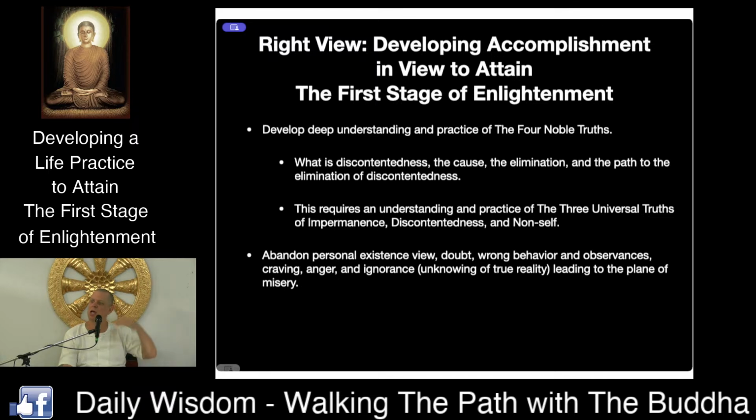What this means is that by the time you get to the first stage of enlightenment, you will never be reborn into hell, the animal realm, or the afflicted spirit realm. So by the time you develop accomplishment in view, you haven't fully extinguished your craving, anger, and ignorance yet, but you've eliminated enough of it that you'll no longer be doing things that are going to lead to rebirth into hell, the animal realm, or the realm of afflicted spirits, because you've eliminated personal existence view, doubt, and wrong behavior and observances. So if you eliminate these three fetters, you will have eliminated enough of your craving, anger, and ignorance that you won't be reborn into hell, animal realm, or afflicted spirits. If you die in the first stage of enlightenment, you're going to come back into the human world.